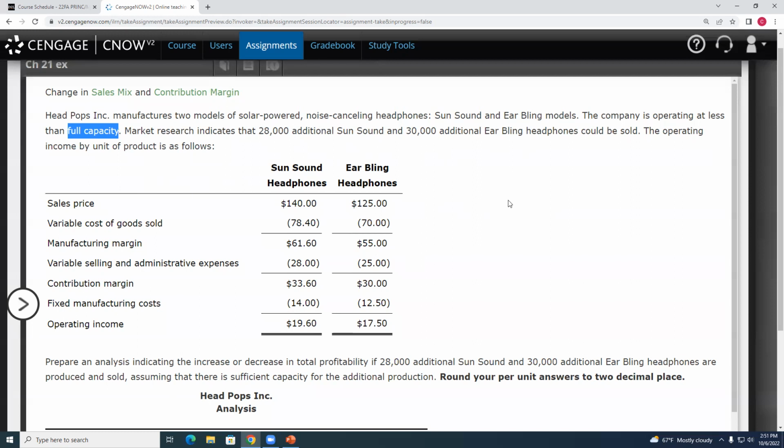My assumption though, is that maybe we can't make a total of 58,000 more. We could sell 28,000 more Sun Sound and 30,000 more EarBling, if we could sell them, doesn't necessarily mean we have enough capacity to make them, and we'll get to that down here. So let me define capacity for you. I'm going to give you 3 different ways of looking at capacity.